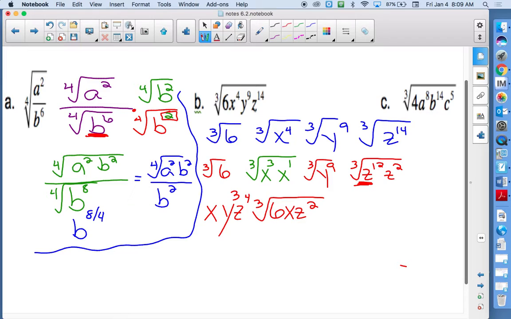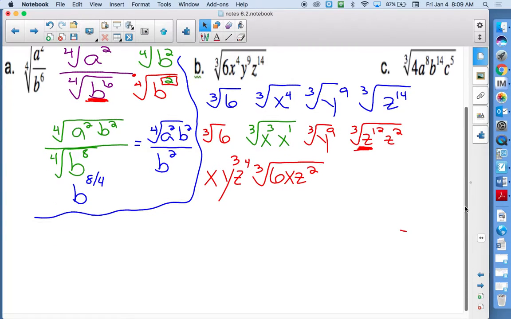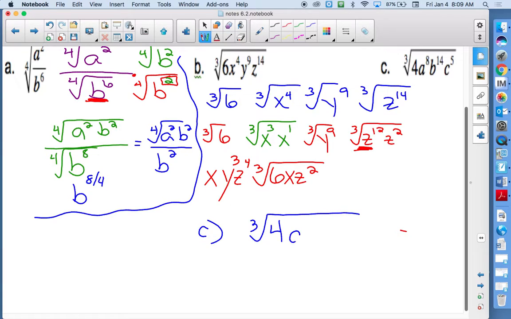So see if you can do letter C, following the exact same steps. I'm going to write my letter C underneath here. But try and do that same process. We just have A, B, and C instead of X, Y, and Z.